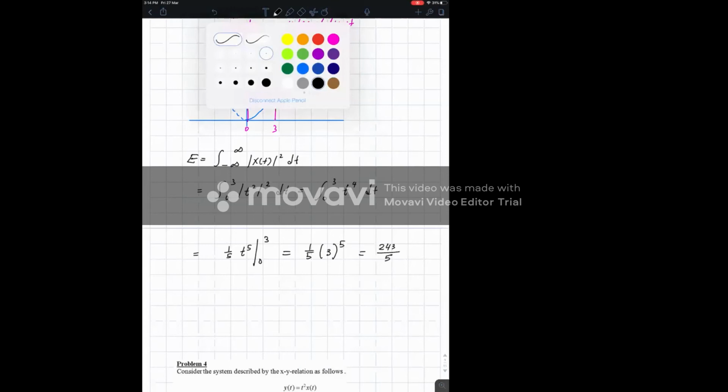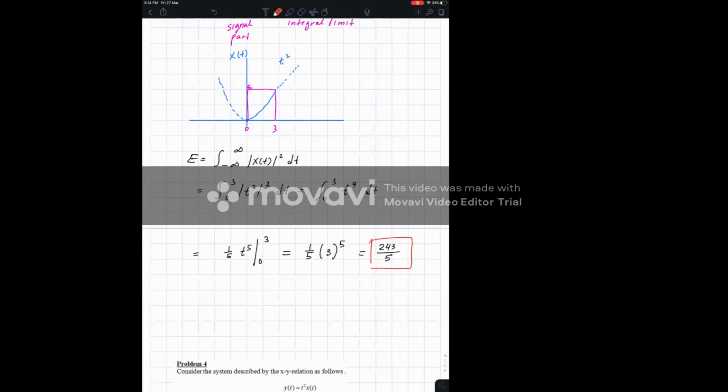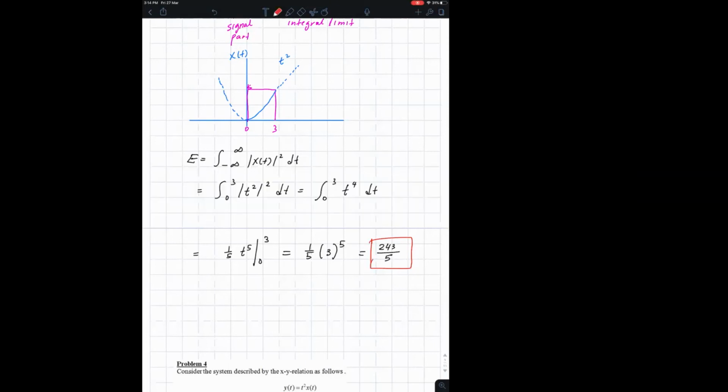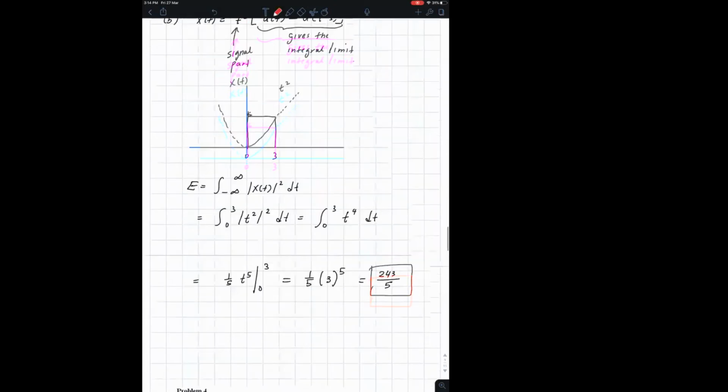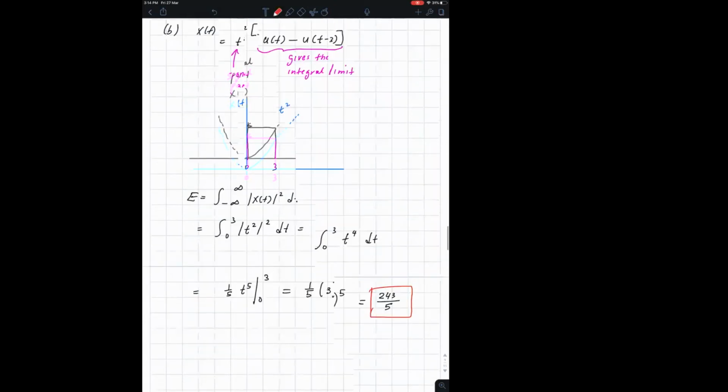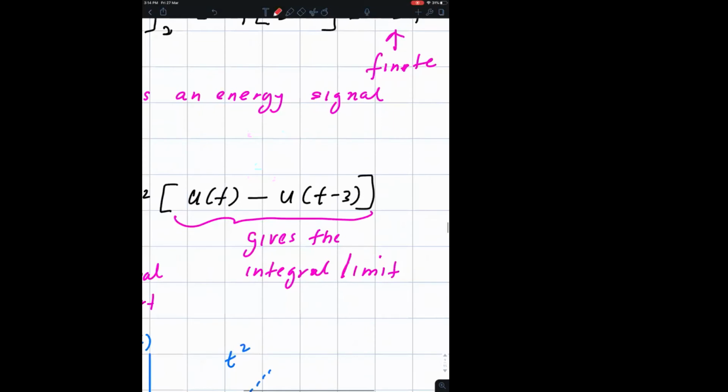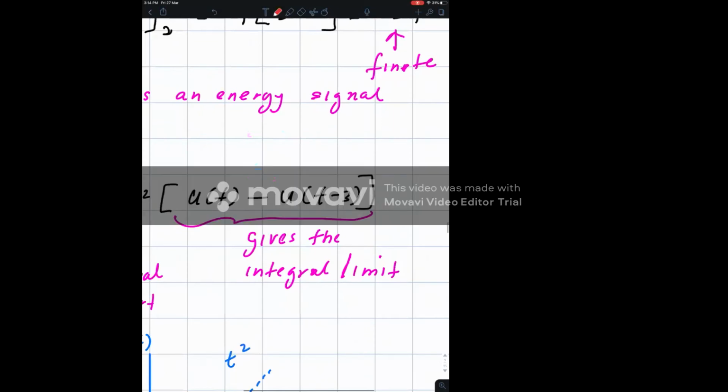So you see that's a reason for plotting this. But you can also do this if you can see with your mind what's happening. The step function is just telling you the limit of the integral, lower and upper limit. So the lower limit is 0, the upper limit is 3. You don't have to sketch it if you know.